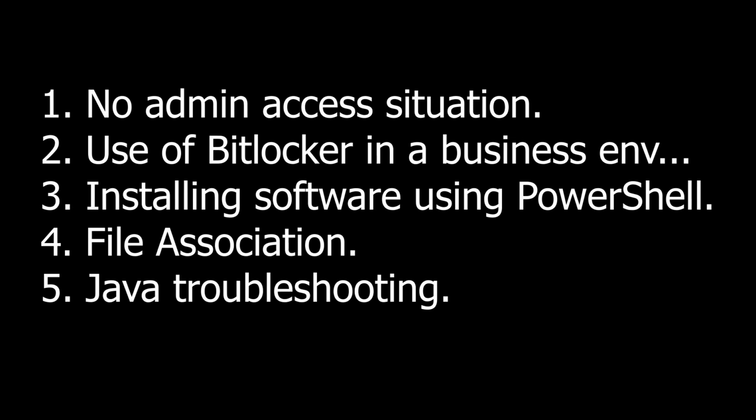First thing, we have a real-world scenario where the issue is no administrator access at local level. I will show you how to do that. I will also talk about BitLocker encryption and its use in a business environment. Third part of that is installing software through PowerShell. So it's an introduction to PowerShell and how to use it to install and uninstall different programs. It's really good to use for somebody who might be interested in that. Last part of the video talks about file association along with some Java troubleshooting.